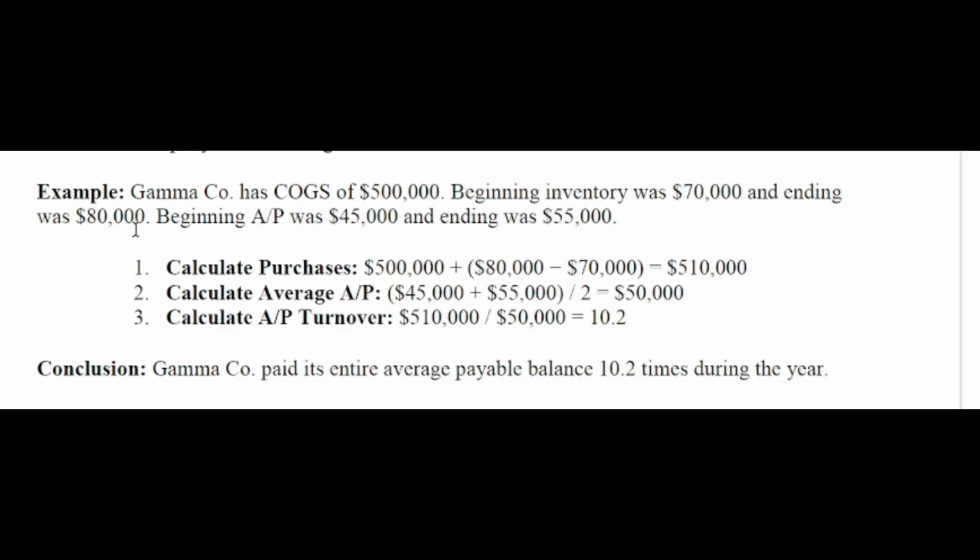So we'll discuss a case. In this case, the company's cost of goods sold is 500,000, the beginning inventory was 70,000 and the ending inventory was 80,000.